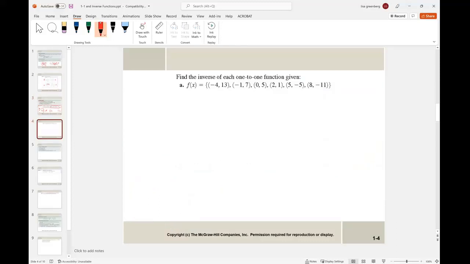Okay, so if I start with something like this and I say find the inverse of this one-to-one function, what would F inverse be? 13, -4. Exactly. We're just changing the domain and range. 7, -1. Exactly. I'll do one more and then I'll just put the dots, because I think what we're doing is just changing the X and Y as the domain and range. So that's one way to show an inverse function, that whatever values I have, they just flip.